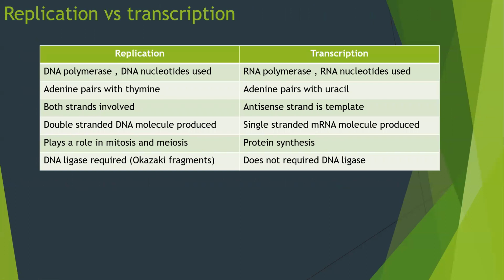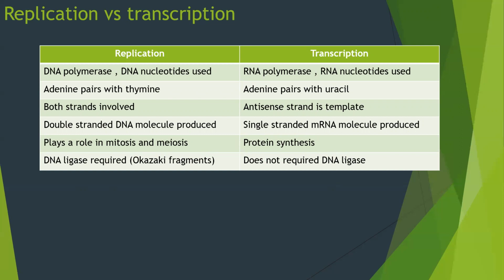So let's talk about the differences in replication and transcription. In replication, you're adding DNA nucleotides and DNA polymerase is used. Transcription uses RNA polymerase and RNA nucleotides. In replication, adenine pairs with thymine and mRNA is being formed in transcription, so adenine pairs with uracil. In replication, both strands will act as template strands, but in transcription, the antisense strand must only act as a template strand. This is because you want the mRNA to have the same code as the sense strand, which contains the codes, right? The genetic code on it.